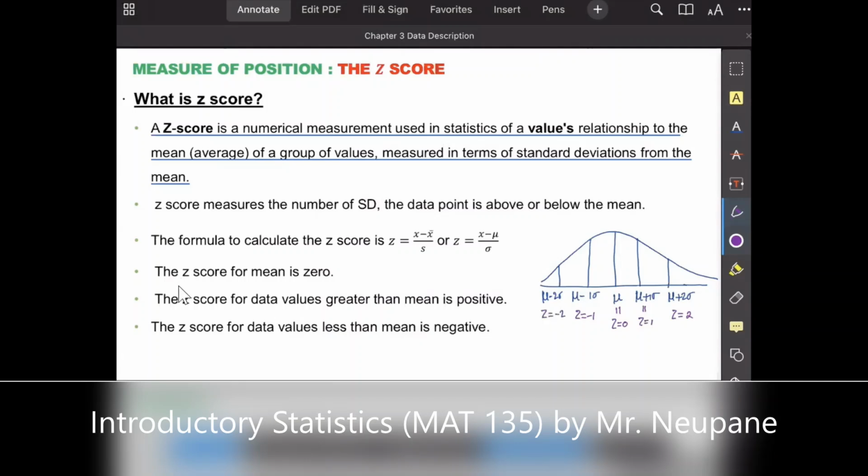That's why we say the z-score for the mean is 0. The z-score for data values greater than the mean is positive, towards the right: positive 1, positive 2, and so on. For data values less than the mean, the z-scores are negative: z equals negative 1, z equals negative 2, and so on. And we use the z-score to compare data values from two different series. What is the meaning of that? We are going to explore it with an example.